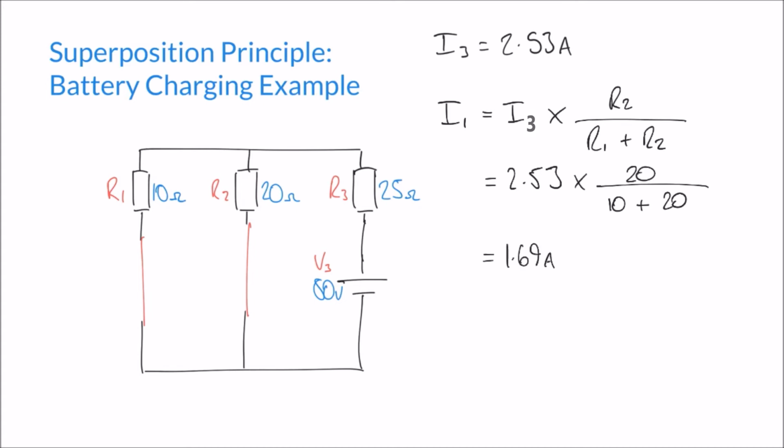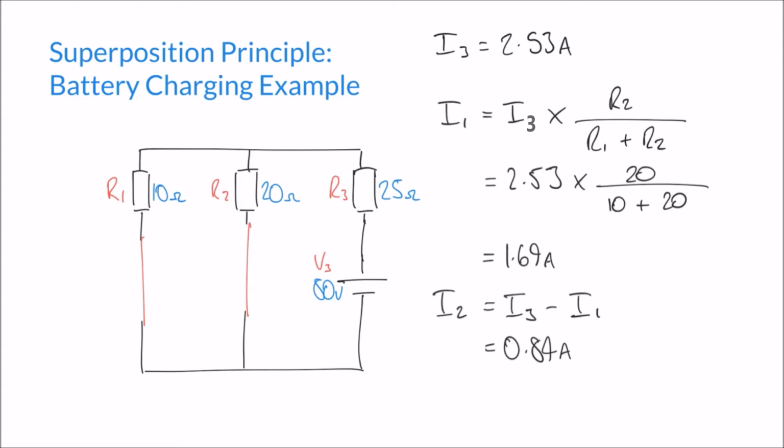Again, I2, the one remaining current, is just going to be whatever the supply was, I3, minus I1, and whatever remains, in this case 0.84 amps, is going to be my current I2.